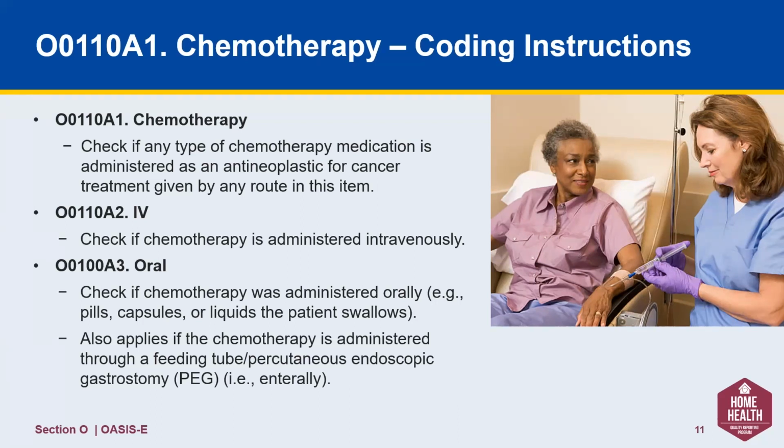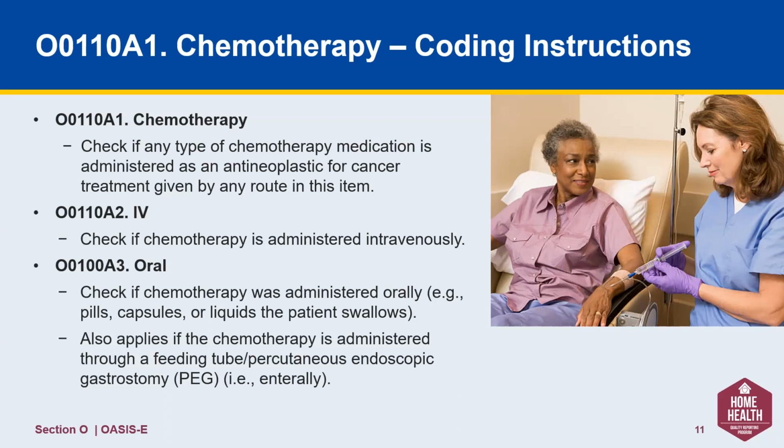O0110A1 is for chemotherapy. You would check this for any type of chemotherapy medication administered as an anti-neoplastic for cancer treatment given by any route. And then the item breaks down into more specifics.